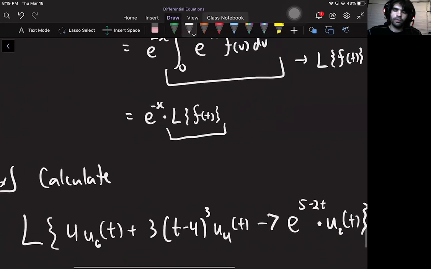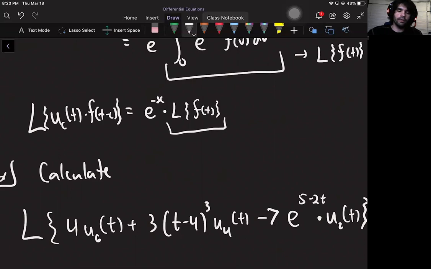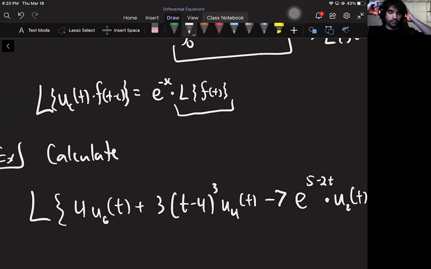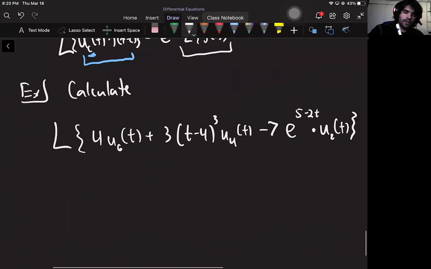And now we're going to use this rule. The Laplace transform of uc(t) times f(t minus c), I can use this formula. So the key is that to use the formula, you have to have the function shifted over by c matching the same as the step function. Okay, so first step is remembering that the Laplace transform is linear, so we can pull out this constant and we can separate a bunch of stuff just to make our life a little bit easier first.